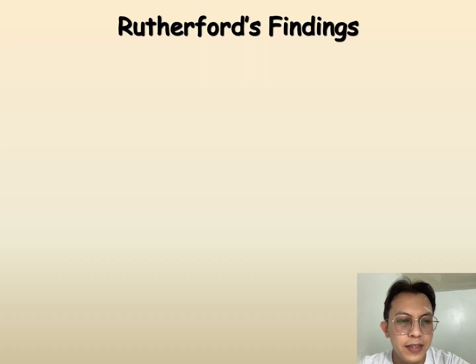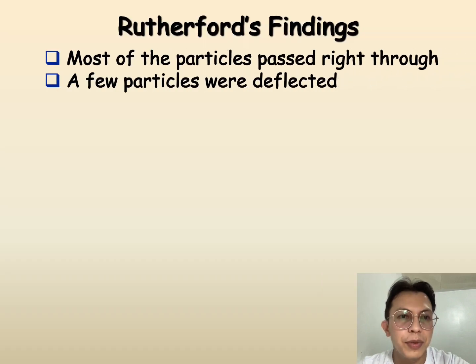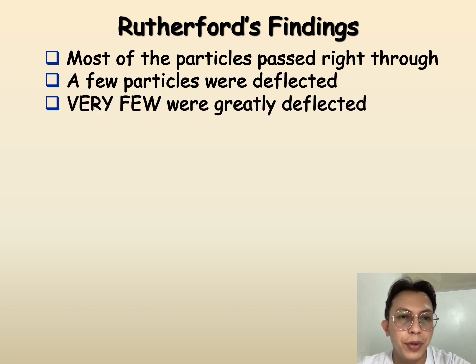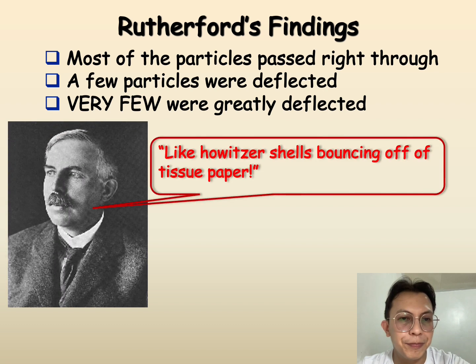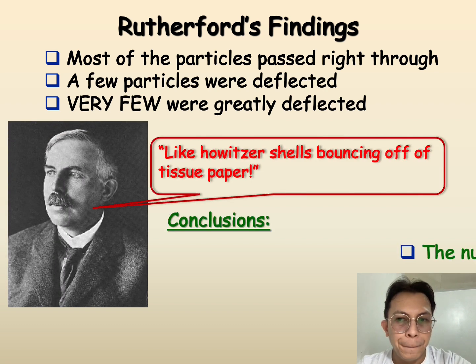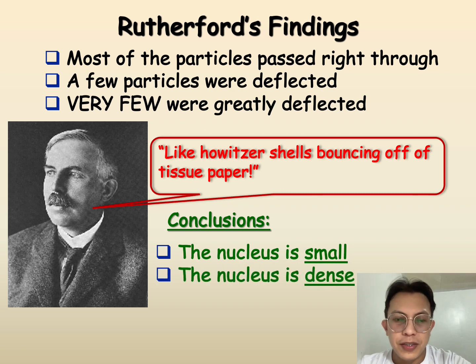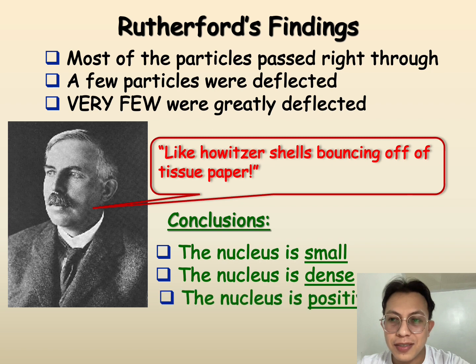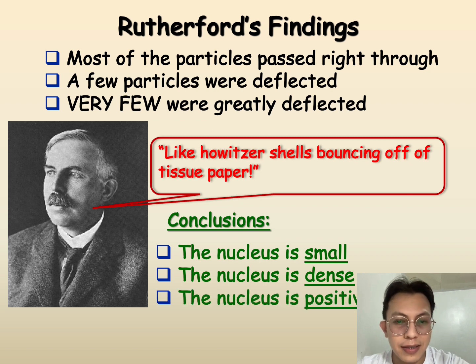And these are the findings. Most of the particles passed right through. A few particles were deflected, and very few were greatly deflected. So these are the conclusions of Rutherford: the nucleus is small, it is dense, and the nucleus has a positive charge.